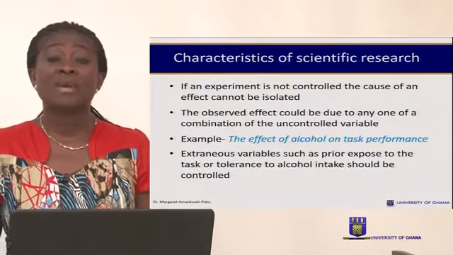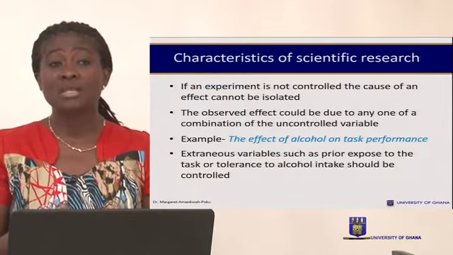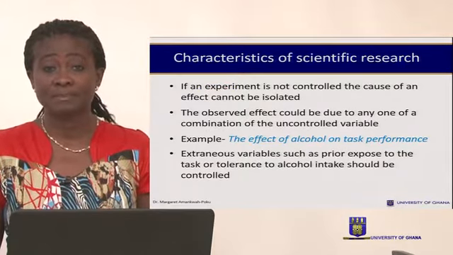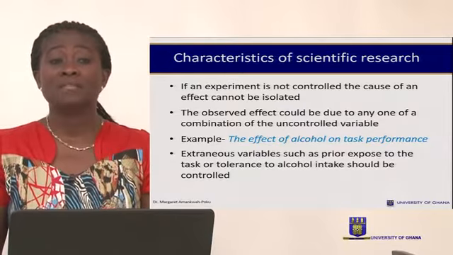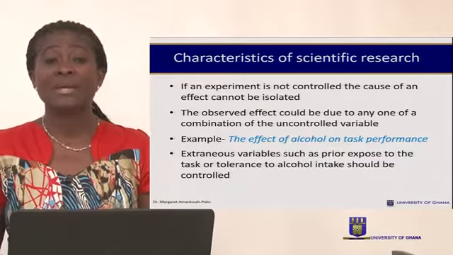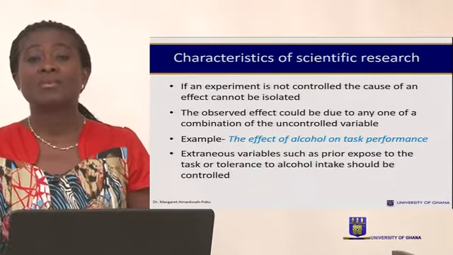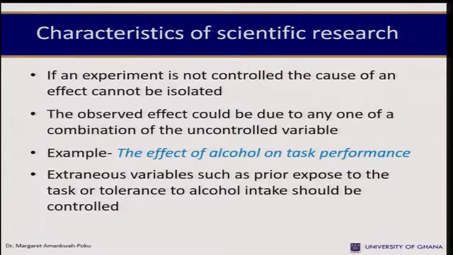So if an experiment is not well controlled, then it means that we cannot isolate the cause of an effect. It means that the observed effect may be due to other variables other than the independent variable that we are interested in investigating. Again, when we talk about the effect of alcohol on task performance, we can have extraneous variables such as prior exposure to the task or tolerance to alcohol intake being extraneous variables.